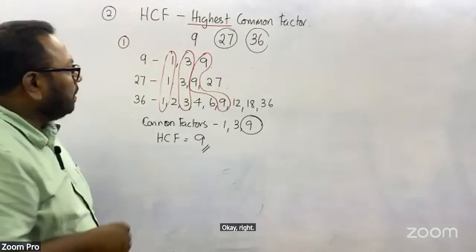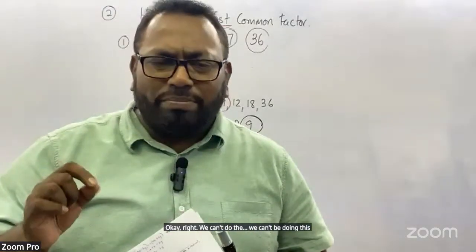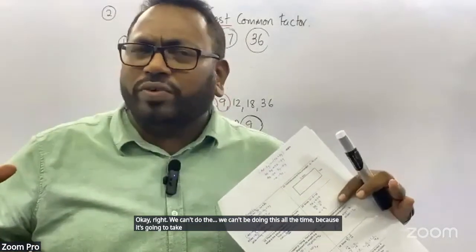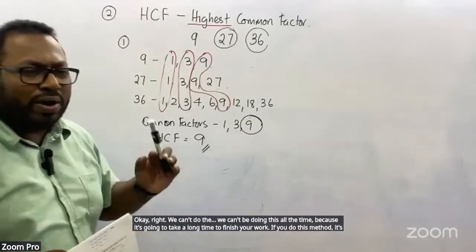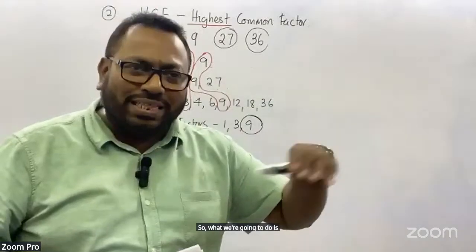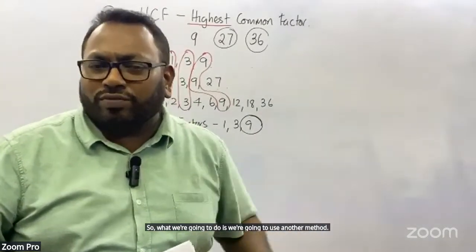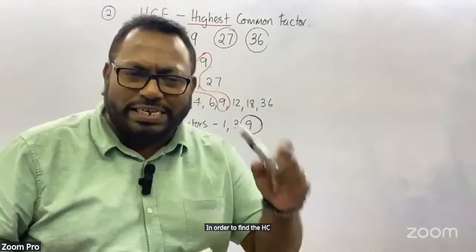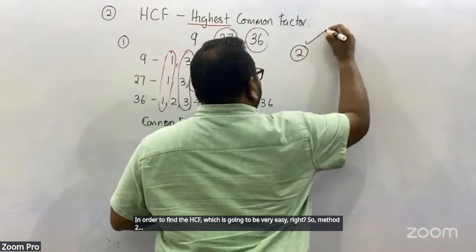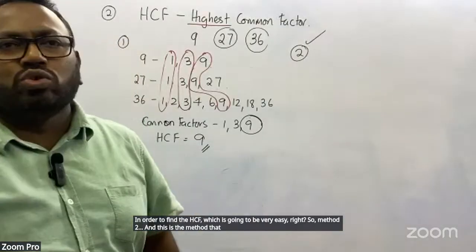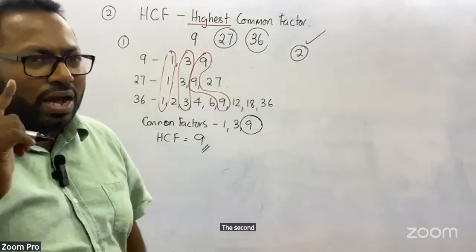We can't be doing this all the time because it's going to take a long time to finish your work. If you do this method, it's going to take long. So what we are going to do is use another method in order to find the HCF, which is going to be very easy, right? So method 2, and this is the method that I want you all to use. The second method. How do you do that?